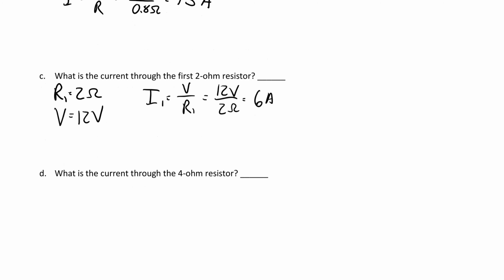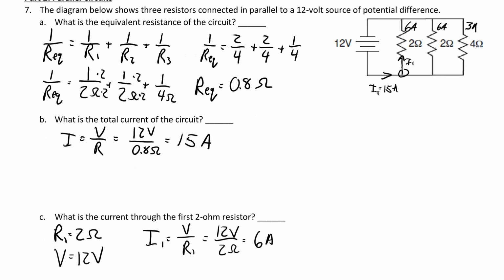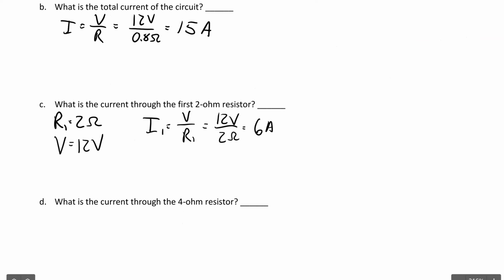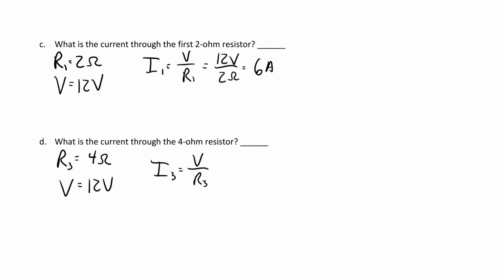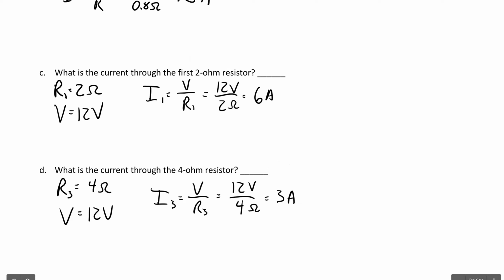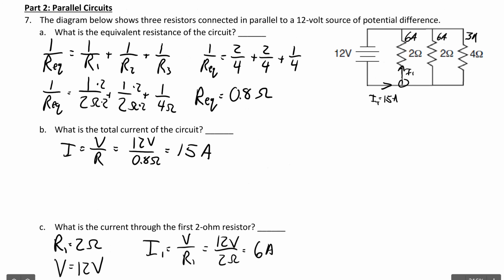So what is the current through the 4 ohm resistor? If you're savvy enough, you could kind of look at it and see, but we could calculate it, do the same thing. So the 4 ohm resistor, R3, because it's the third one, is 4 ohms. The voltage is still 12 volts. Ohm's law, plug in. 12 divided by 4 is 3 amps, as we predicted. Okay, if it's twice as much resistance, it's going to be half the current.